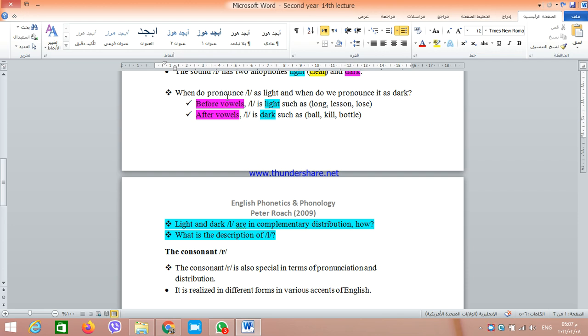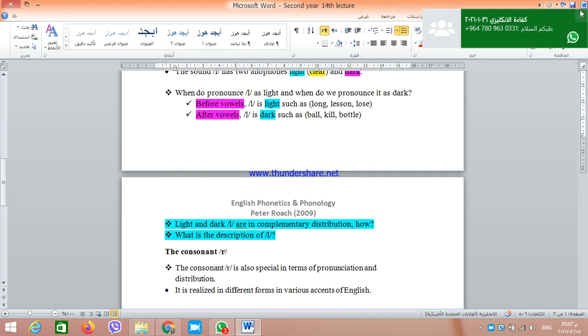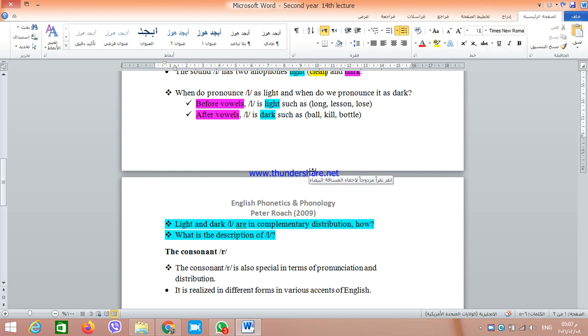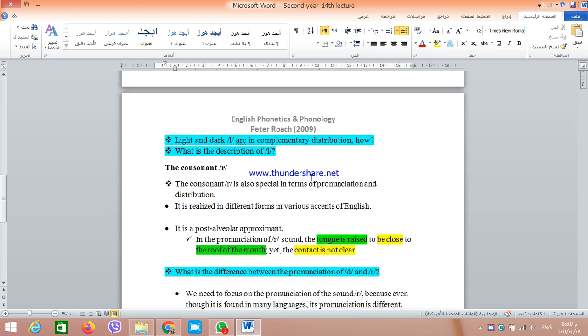Normally, before vowels, la is light, such as long, lesson, and lose. Look, there is the la sound, after it we have the vowel. But if the la sound comes after the vowel, it's going to be dark. Like ball, kill, bottle. It's not ball, not kill, not bottle. It's bottle, kill, and ball. Okay? These are the two allophones of la.